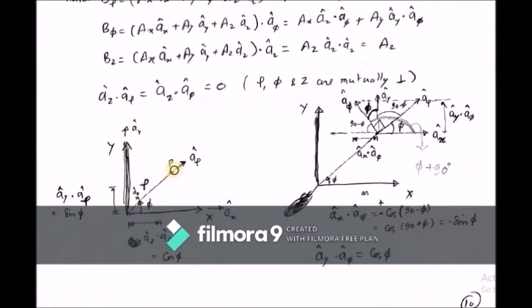So this was your rho, and increasing rho is here, so this will be the direction of a rho. This is the direction of ax, and this will be the direction of ay. Now what do I have to calculate? I have to calculate ax dot a rho and ay dot a rho. From this figure, this is your a rho direction and this is your ax direction, and the angle between ax and a rho is phi.